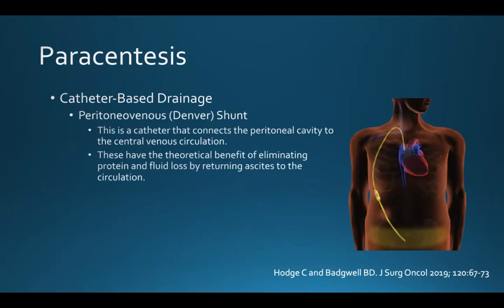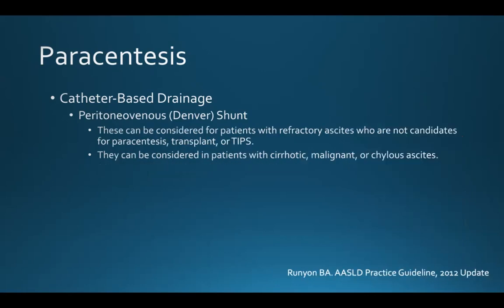Finally, peritoneovenous or Denver shunts should be discussed in the context of this lecture. These are catheters that connect the peritoneal cavity to the central venous circulation, and they have the theoretical benefit of eliminating protein and fluid loss by returning ascites to the circulation. They can be considered for patients with refractory ascites who aren't candidates for paracentesis, transplant, or TIPS, and they can be used in cirrhotic, malignant, or chylous ascites.